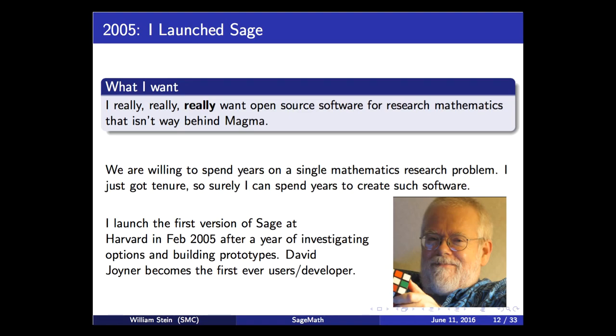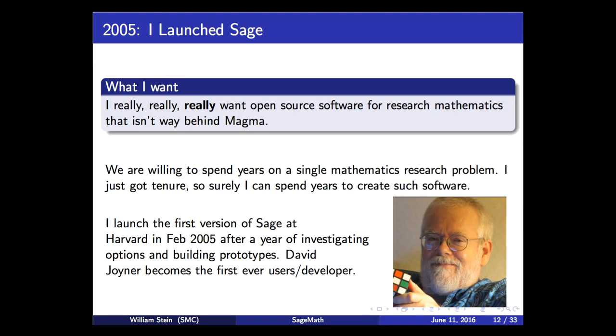Okay, so here's what I wanted. I launched Sage. I was sitting at the joint math meetings, and this guy right here with the Rubik's Cube, David Joyner, walked up to me and said, "What are you doing?" I said, "I'm trying to write a math software system." He's like, "Okay, whatever." And I decided maybe I should show it to somebody else.